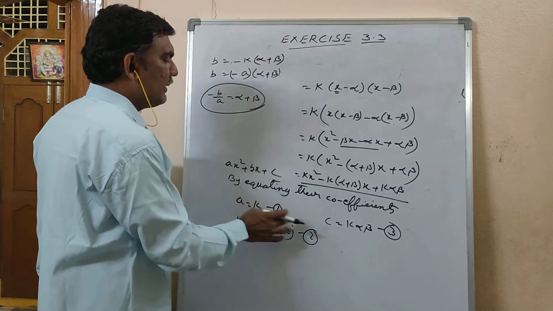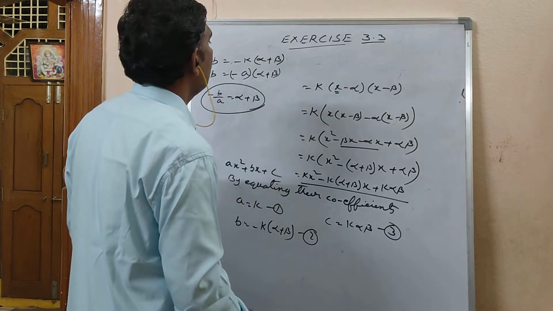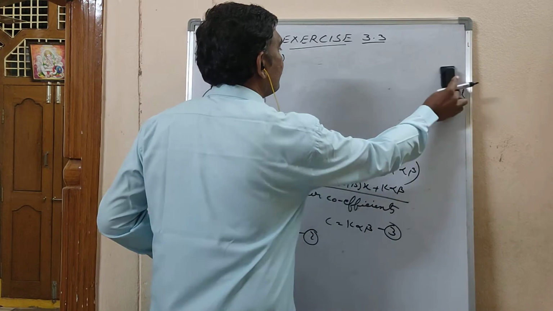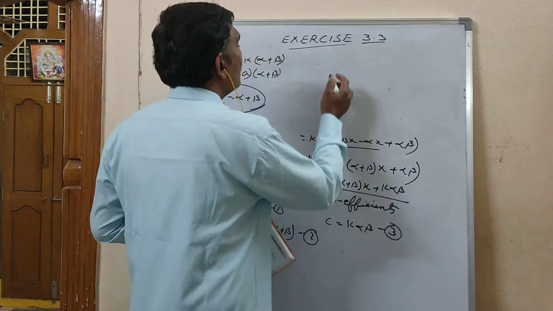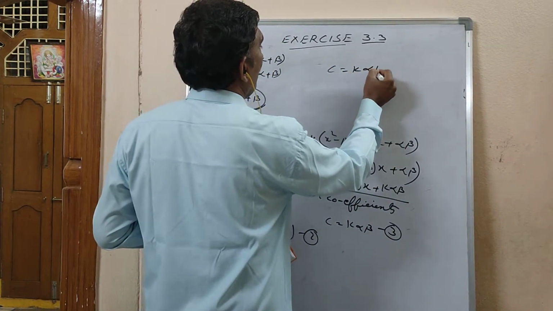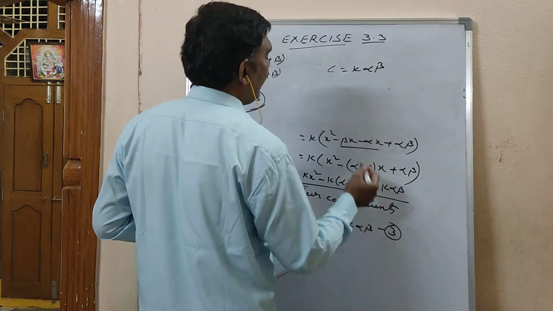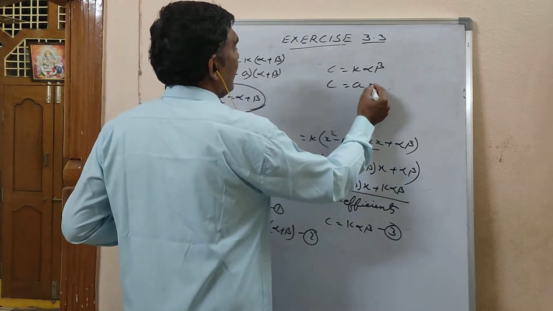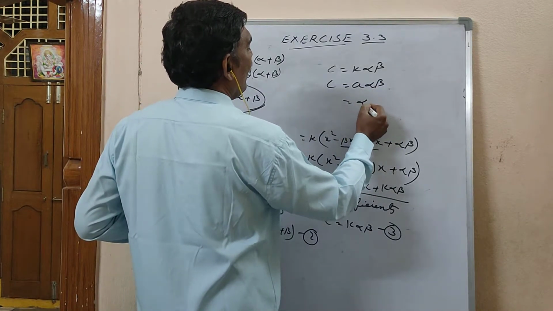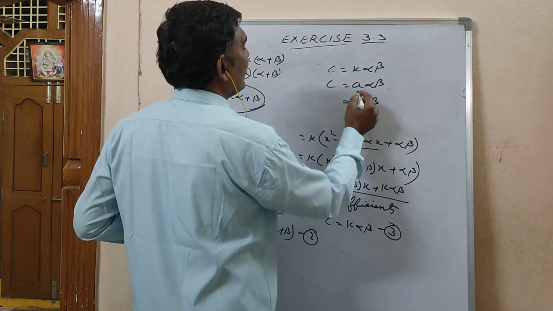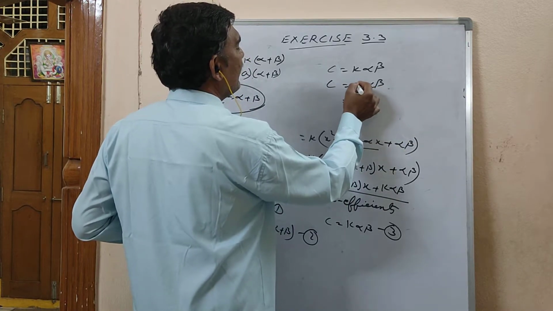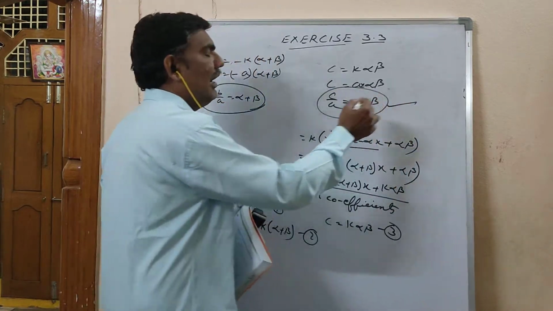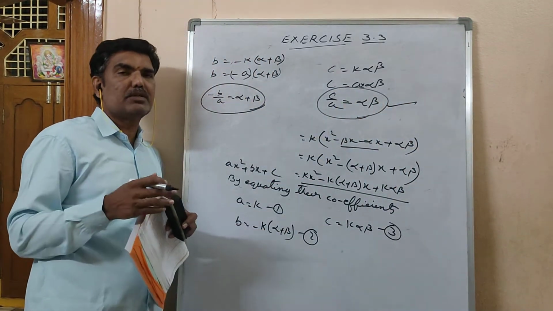Similarly, this one, substitute in equation number 3. What happens? We'll see it here. So you have c is equal to k into alpha beta. Okay. c is equal to, what is k? k is equal to a. a into alpha beta. I want alpha beta, so I have to make it the subject. This a is multiplying here, bring it to this side, c by a. It is another formula. Alpha into beta means the product of zeros.